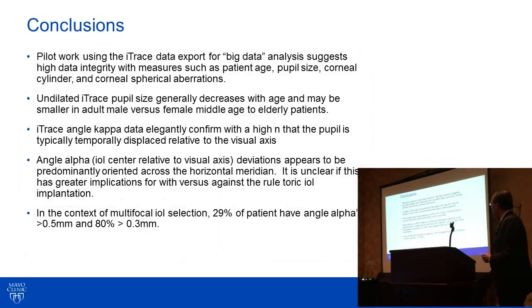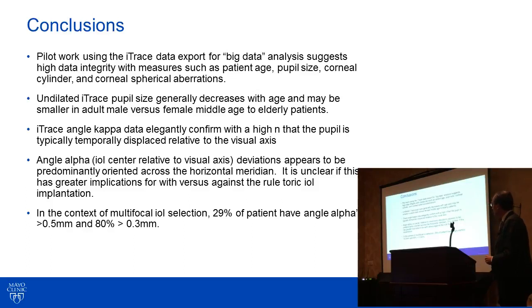So to summarize, I know we went through a lot, but this is basically pilot big data work using the iTrace data export suggests there's really a high integrity with the data with patient age, pupil size, cylinder, cornea spherical aberrations. Very interestingly, with an N of 15,000, the undilated scotopic pupil size decreases with age. It decreases about 50% from young adults to older adults. And it may be a hair smaller basically in males versus females, which is intuitively correct, but not clinically of a large magnitude.